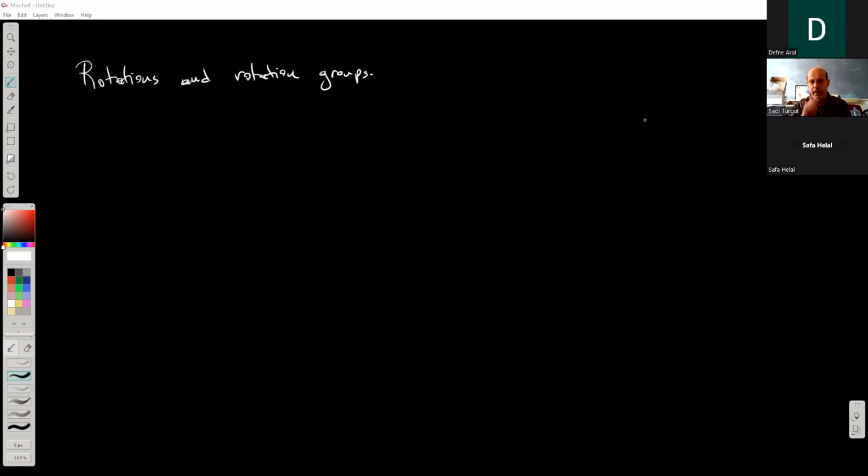Hello again. So this week we have covered the rotations and the rotation groups. And so as a result, I'm going to summarize some of the things in here. The reason why we are giving special attention to this is that in most of the physical applications of group theory, the symmetric groups will be the rotation groups.